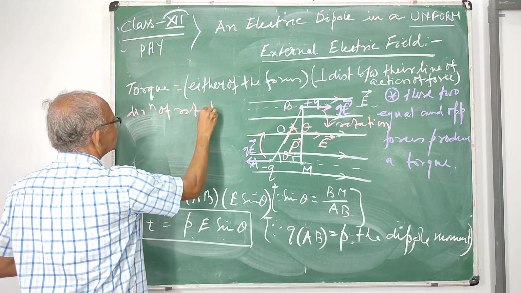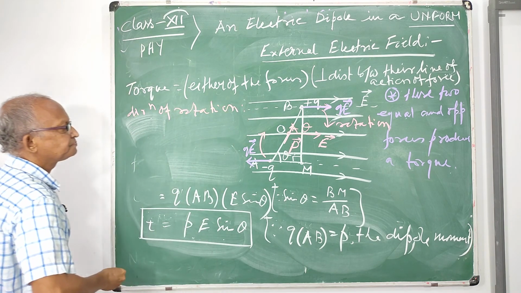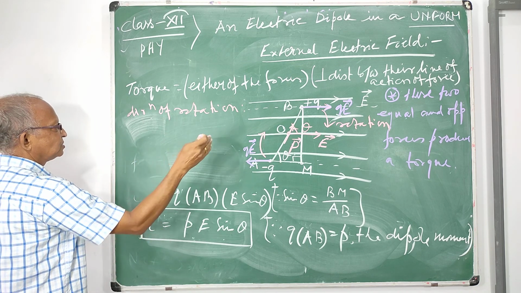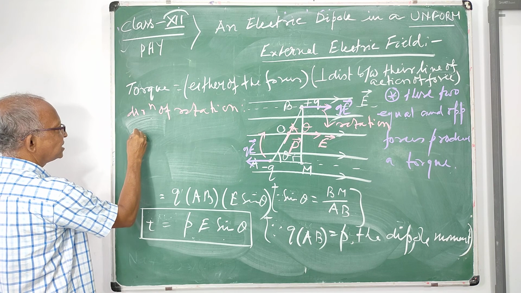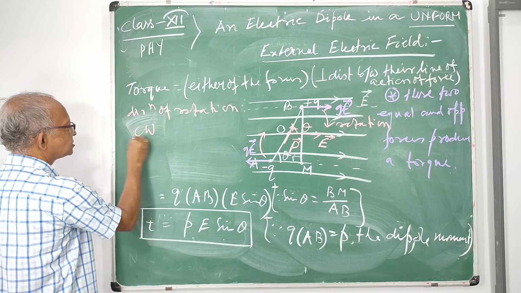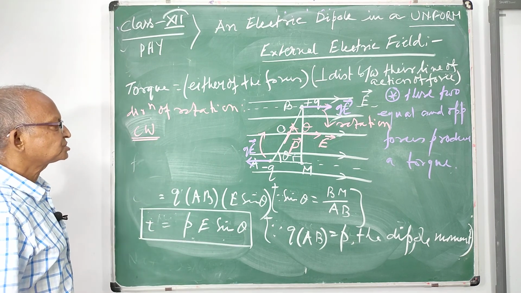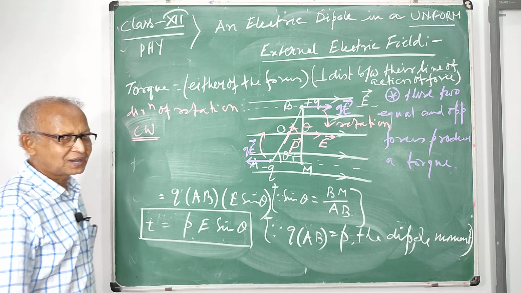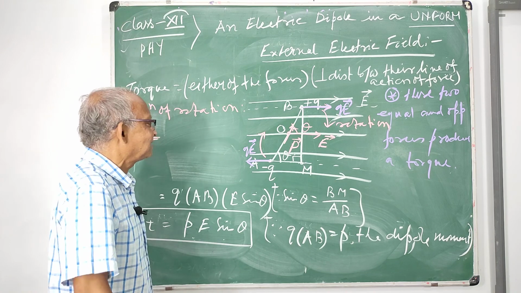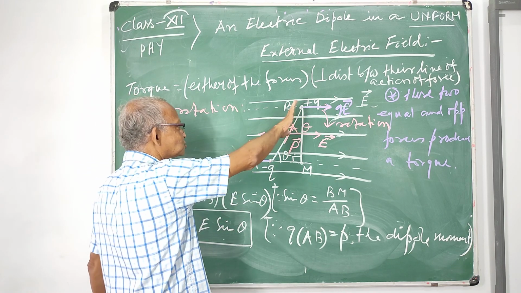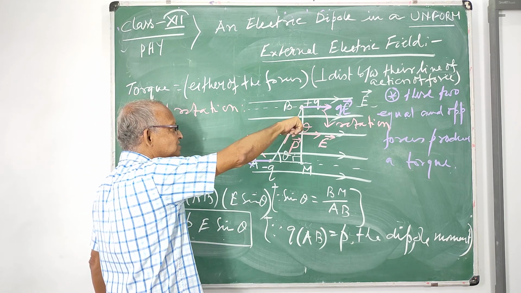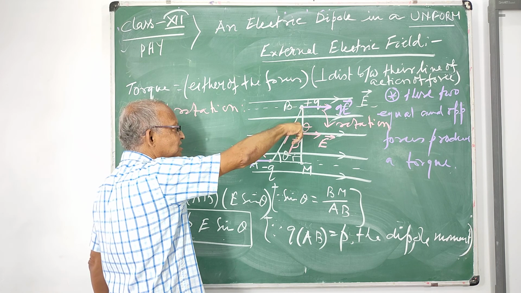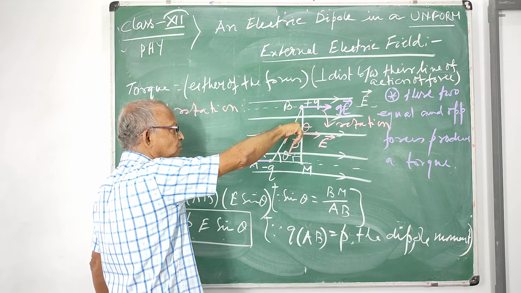Direction of rotation, as we see it here, is very simple to see: it is clockwise. Now, how can you find the direction of this torque? Something is rotating clockwise, so clockwise is the direction of rotation. Check the direction of torque.